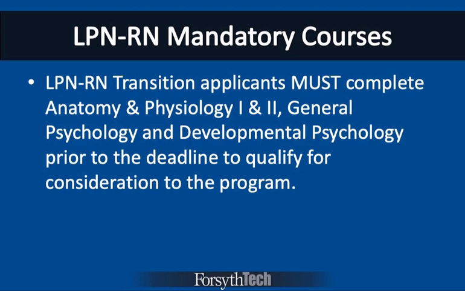For LPN RN applicants, there are 4 of the related courses that must be completed prior to the deadline for you to qualify to be considered for the program. These courses are Anatomy and Physiology 1 and 2, General Psychology, and Developmental Psychology. Please refer to Phase 2 of your packet for this list of mandatory courses. Please note that all 8 of the related courses listed in Phase 5 of the packet will be used in the ranking process for LPN RN applicants. Please note that this requirement only applies to the LPN RN program.